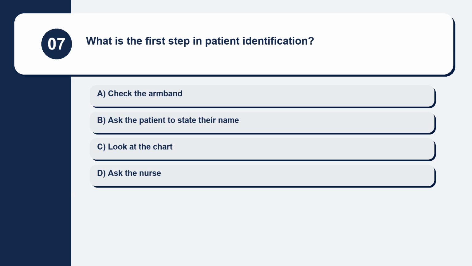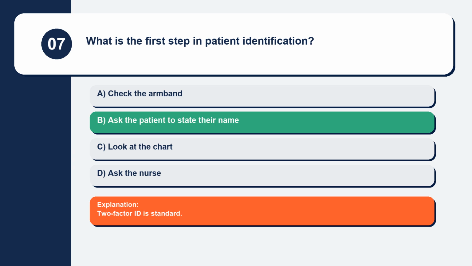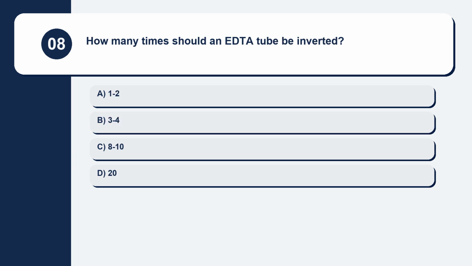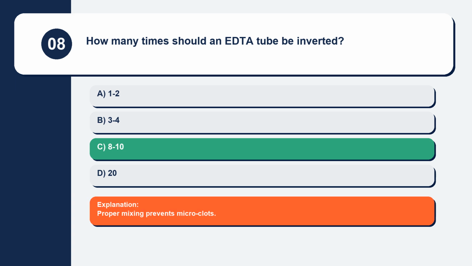Question 7. What is the first step in patient identification? Check the armband. Ask the patient to state their name. Look at the chart. Ask the nurse. Two-factor ID is standard. Question 8. How many times should an EDTA tube be inverted? 1-2, 3-4, 8-10, 20. Proper mixing prevents microclots.